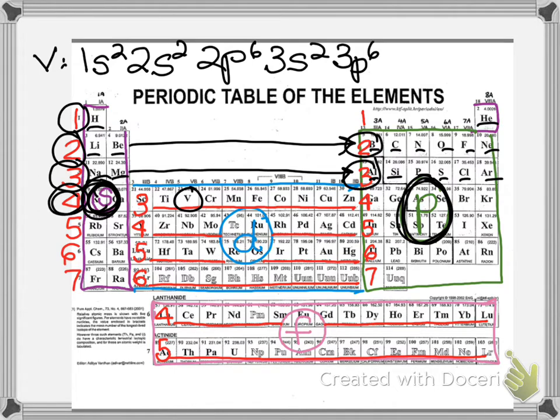Then I go to 4. This is an S. I count 1, 2. Then I go to 3. Now here, that's the big thing. So when you go into the transition elements, because there's some overlapping, their energy level is always 1 less than the row that you're in. So this is 3, and then now we're in the D's. So we have 3D, and then you just count 1, 2, 3.